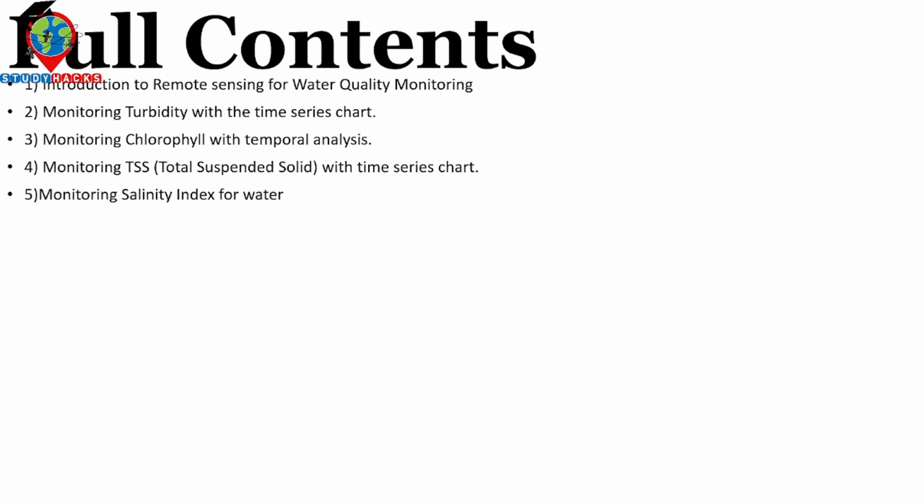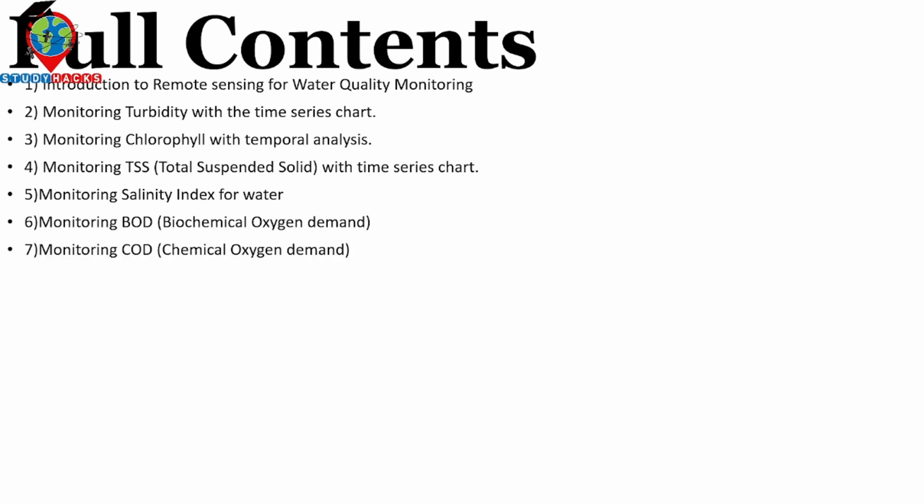And we talk about salinity. The salinity index is very important, how we can monitor the salinity of a water body, and then how we can make the temporal change analysis and other things for salinity. And we talk about BOD, mainly the biochemical oxygen demand of a water body, and also COD, the chemical oxygen demand, and the pH of water. All of these things we will do using the remote sensing technique, not any kind of laboratory test.